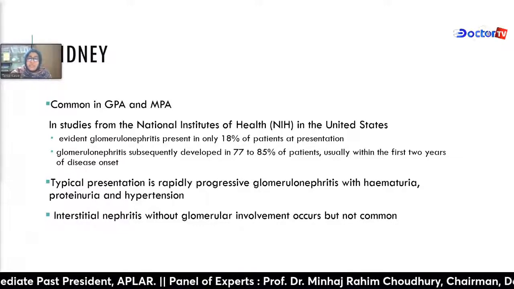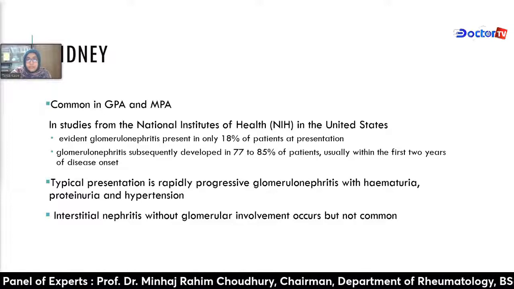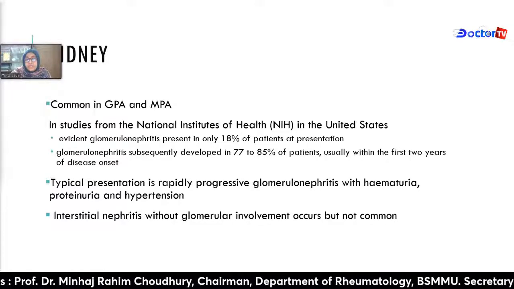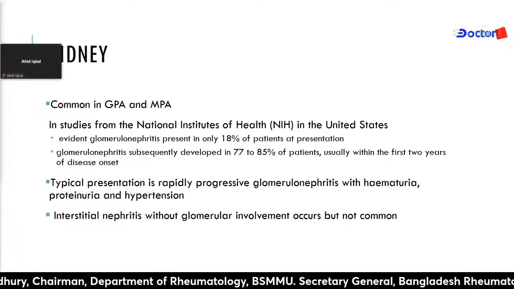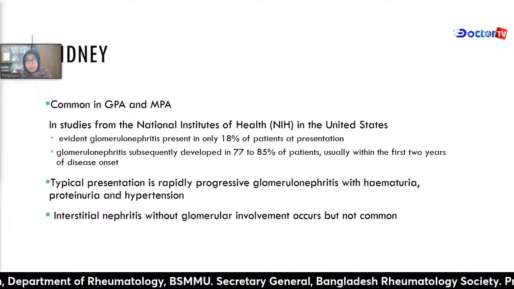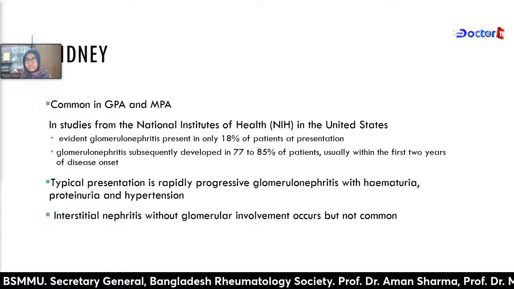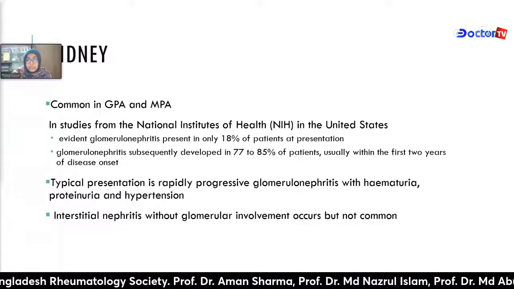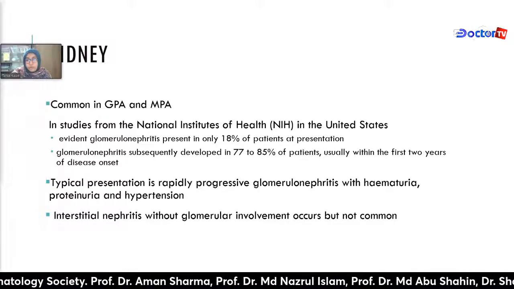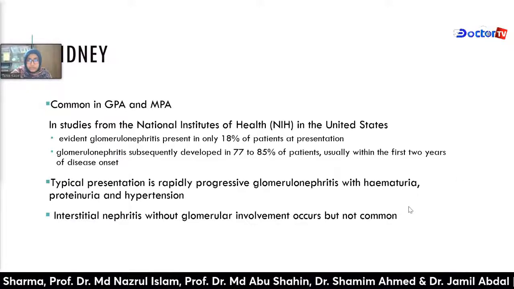The studies from the National Institutes of Health in the United States show that only 18% of patients presented with kidney involvement at the time of diagnosis. But subsequently, 77 to 85% of the patients develop renal involvement within the first 2 years of the disease onset. The typical presentation is rapidly progressive glomerulonephritis, where patients present with hematuria, proteinuria, and hypertension.